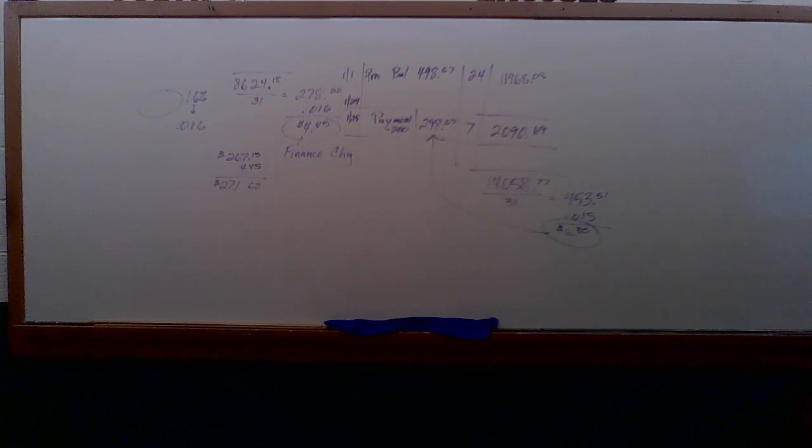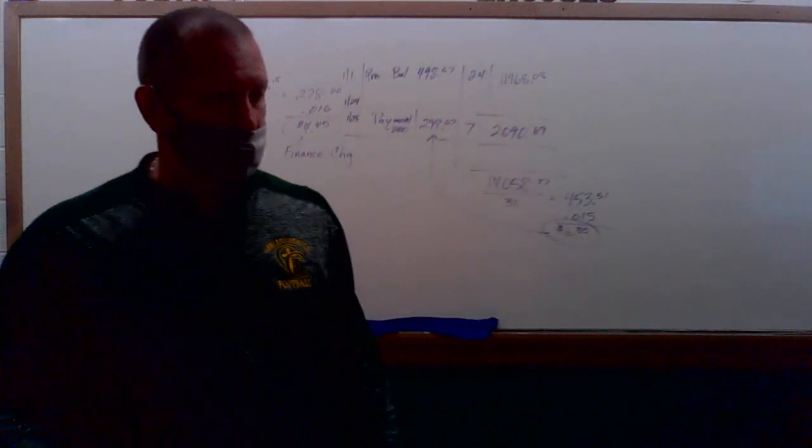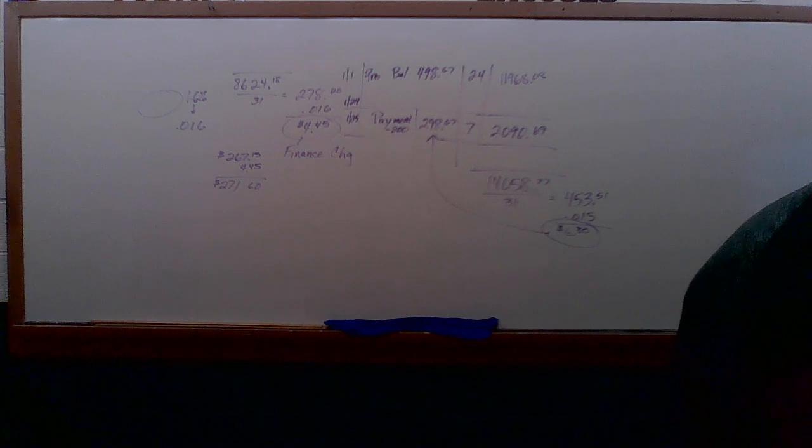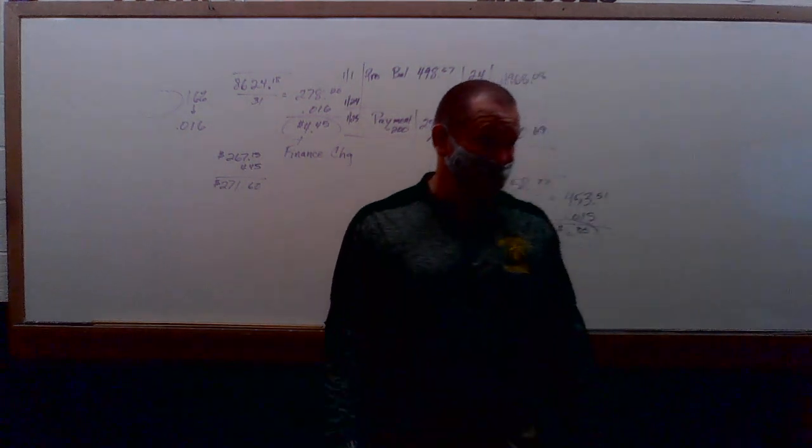So then all you have to do is move the decimal 2 places. Can I go backwards? Yes. Why would we move the decimal? Because it's a percent. It says daily periodic rate of something percent. So I want it as a decimal, so I still have to move my decimal 2 places.